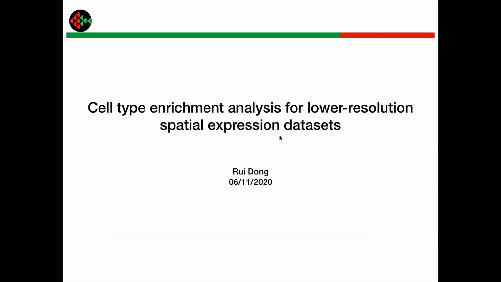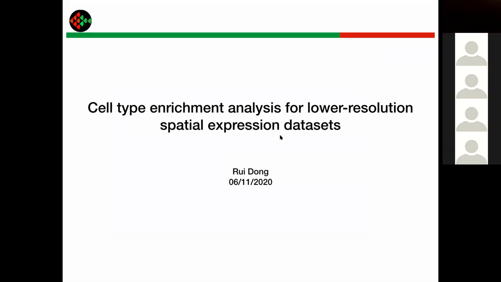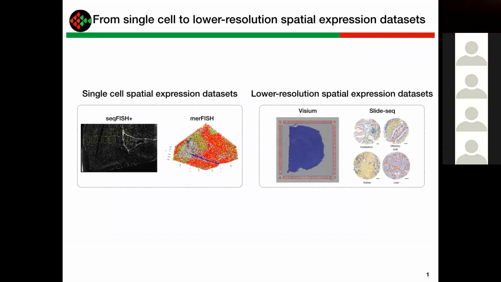We can say that Giotto can not only deal with single cell spatial expression data, but also with lower resolution spatial expression datasets. Today I will focus on cell type enrichment analysis for lower resolution spatial expression datasets. In single cell spatial expression datasets, such as seqFISH Plus and MERFISH, we can do clustering, and based on the marker gene expression of different cell types, we can annotate the clusters and get the cell type information.